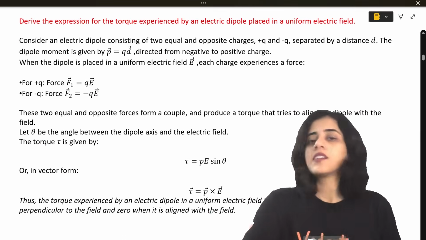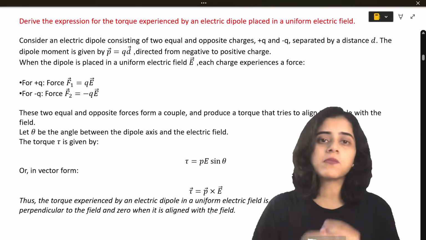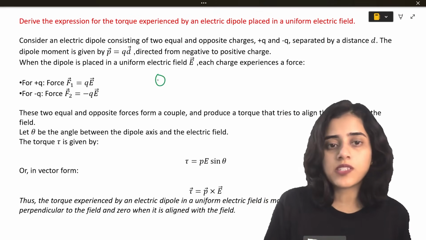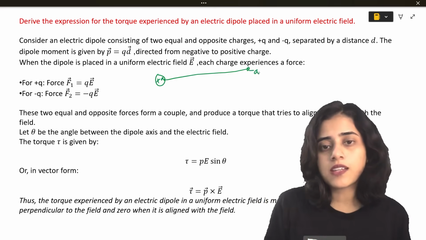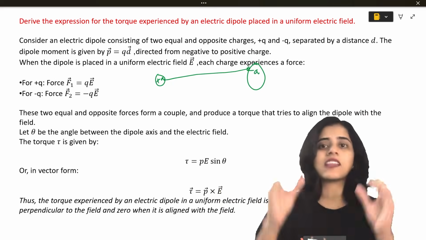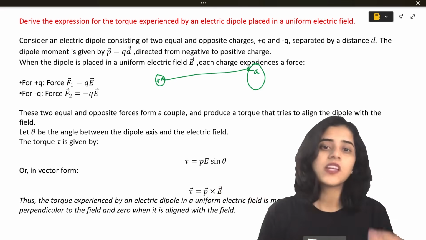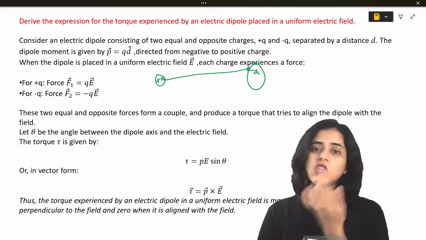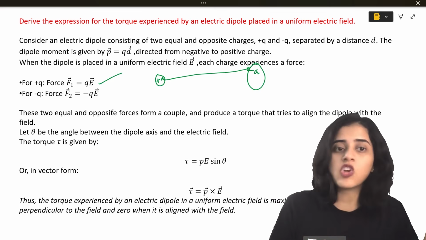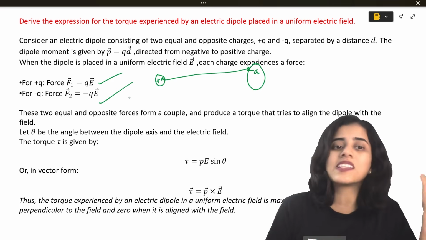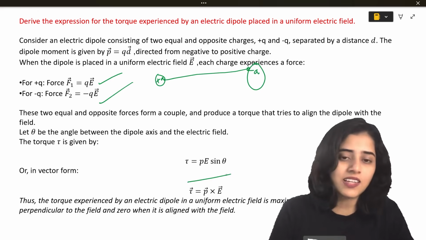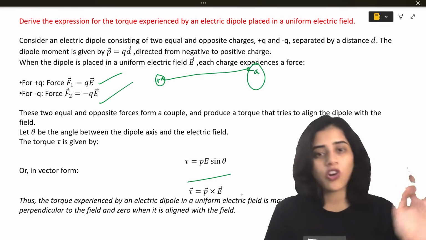Second question. Derive an expression for torque experienced by an electric dipole placed in a uniform electric field. So you have a dipole. What is a dipole? A dipole is a plus charge and a minus charge separated by a distance. This dipole is placed in an electric field. Plus q experiences a force because of the field, and minus q experiences a force too. The force that plus q experiences is qE. The force that minus q experiences is minus qE. And how do you find torque? Torque is basically pE sine theta. In vector form, it is p cross E.